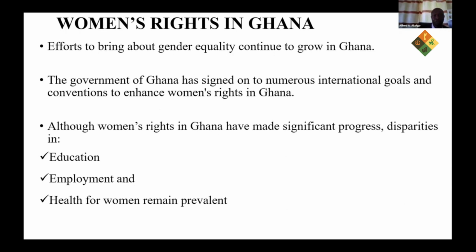And all these are efforts made to bring about gender equality. The government of Ghana has signed on to numerous international conventions to enhance women's rights. Although women's rights in Ghana have made significant progress in the areas of education, as I already talked about, in the areas of employment, and health for women, all these still need attention. We want the education of women to be at the same level as that of men. In terms of employment, we want gender equality, and in healthcare.